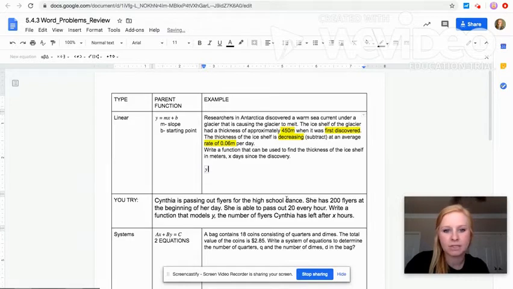So we're going to start out by saying y equals, okay? And then we started with 450, so we're going to say 450. And it was decreasing, which means subtract. So I'm going to say minus 0.06, and then I'm going to put x, because I know that that's what it was changing by each and every day.